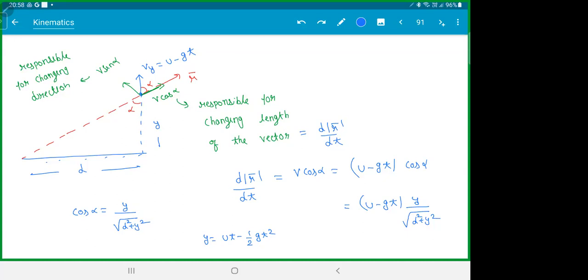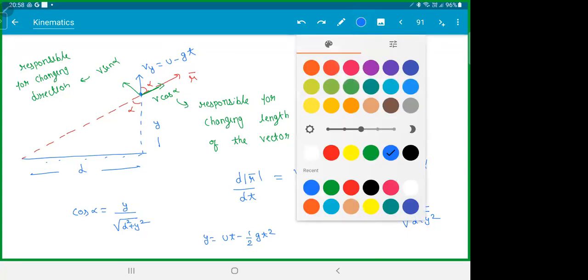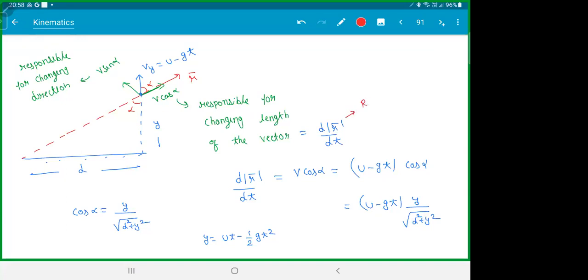So d mod r by dt gives you the rate of change of length of the vector. The rate of change of length of the vector. This is not speed. This is something else.